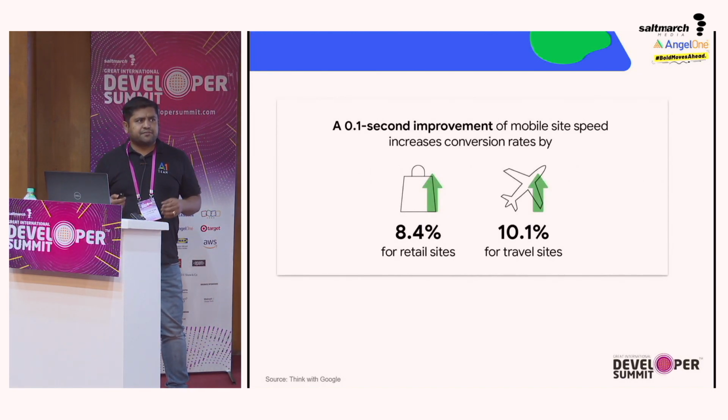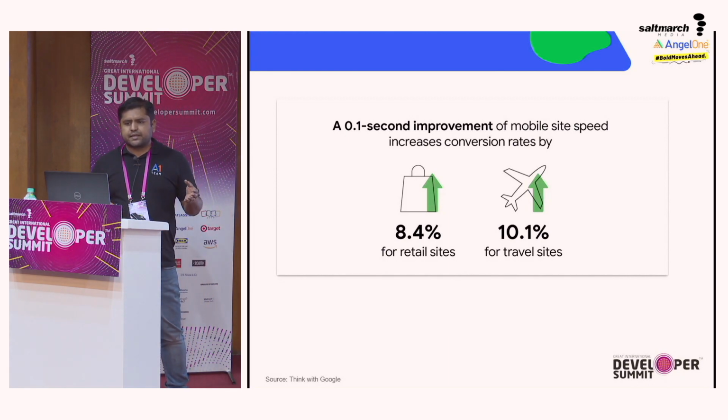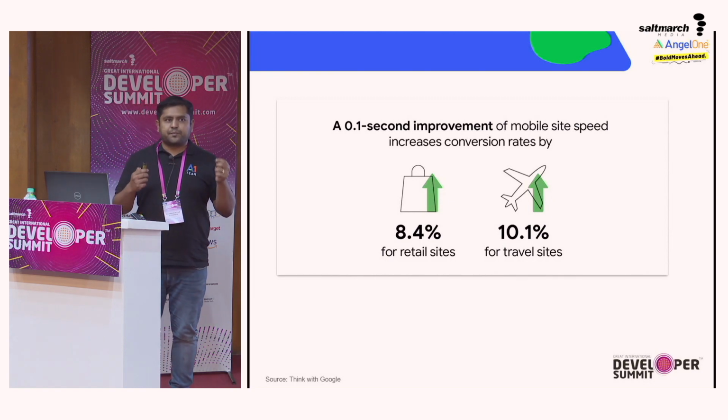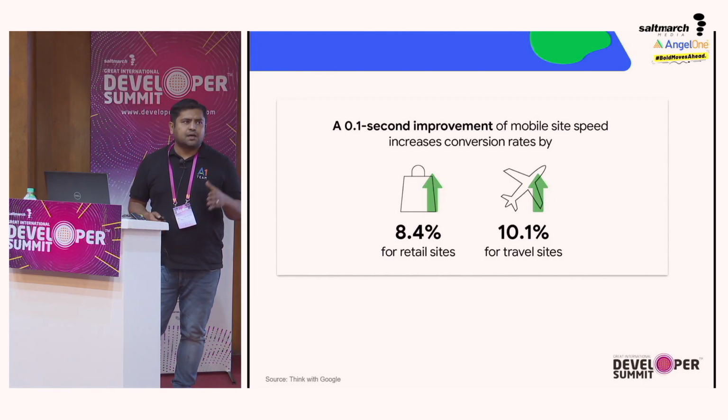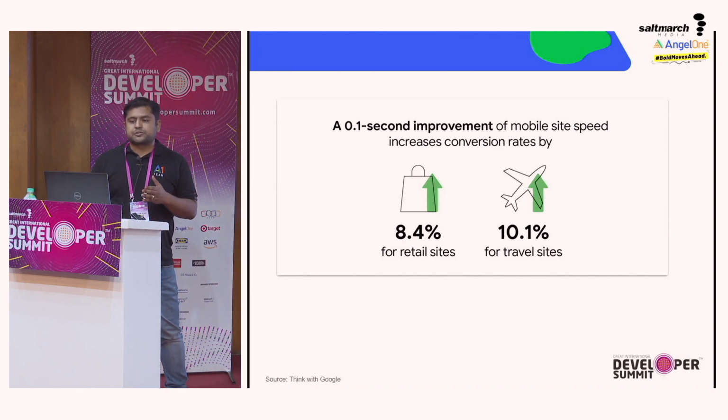There is another study which measures the impact of the improvement in page load on the conversion of a page. As per this study, for an improvement of just 100 milliseconds or 0.1 second in the page load on a mobile device, for a retail site, they saw a jump of 8.4%. For a travel site, that jump was close to 10.1%. This means we cannot ignore performance when it comes to web apps. I will go into detail of this.